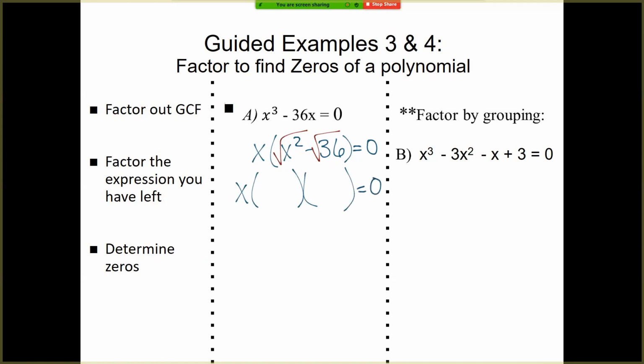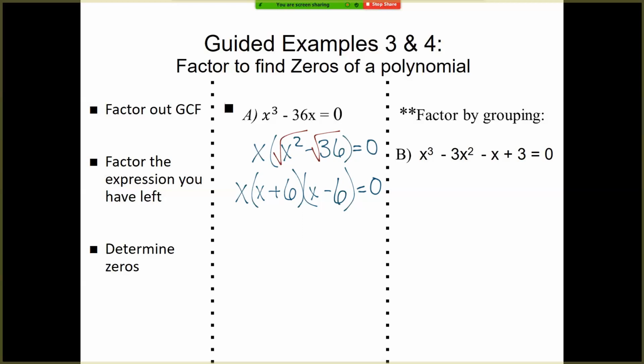So the square root of x squared is x. So you're going to have one set of parentheses with x plus, one set of parentheses with x minus. And then 36 is a perfect square because 6 times 6 is 36. So completely factored, we have x times x plus 6 times x minus 6.